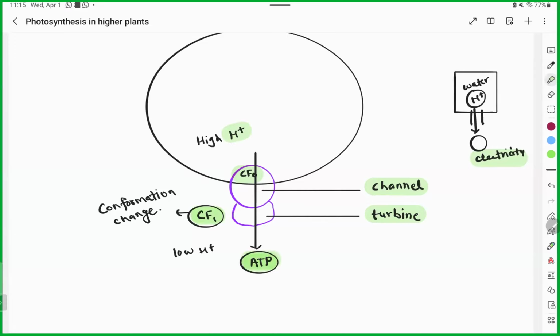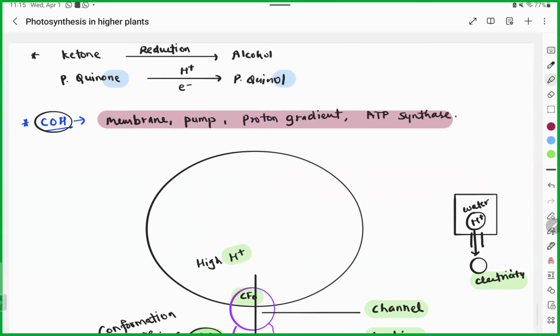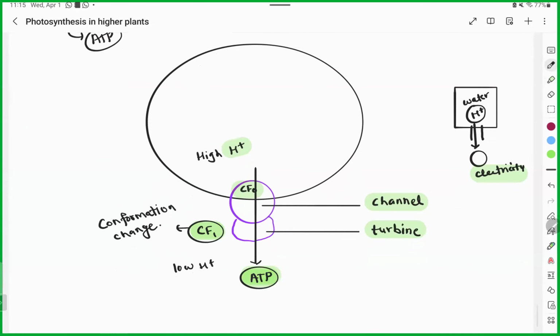What is the purpose of this chemiosmotic hypothesis? How ATP will be produced. This whole thing together is known as ATP synthase enzyme. Don't write ATPase. ATPase is to break down ATP. ATP synthase is to produce ATP.